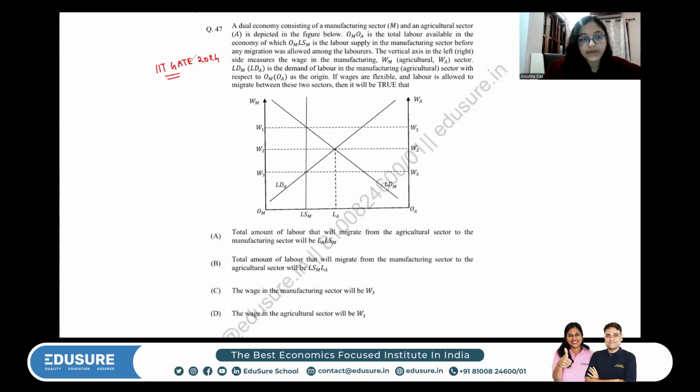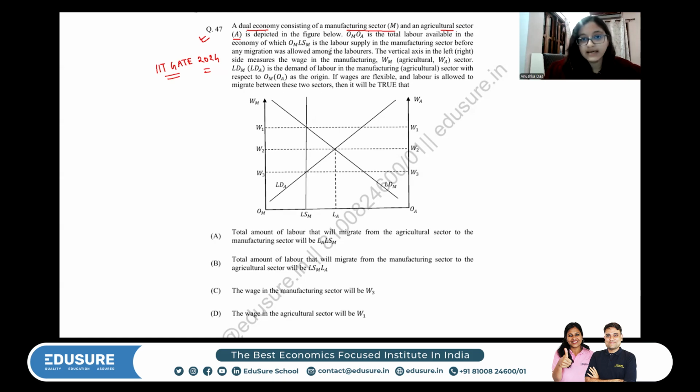So let's solve this question. This is from IIT GATE 2024, question number 47. It says a dual economy consists of a manufacturing sector and an agricultural sector. So dual economy, so you have two sectors. First is the manufacturing sector, which is given as M, and the second one is the agricultural sector.